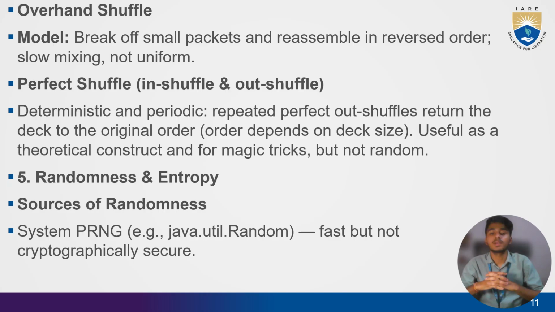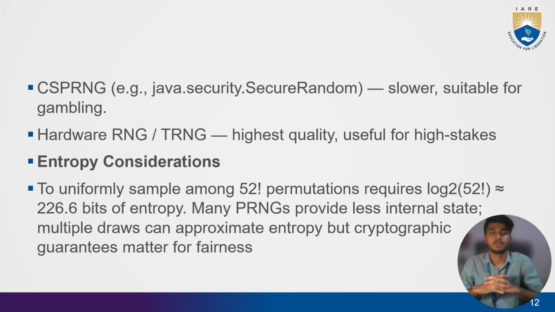Fifth, randomness and entropy. Sources of randomness. System PRNG, for example java.util.Random: fast but not cryptographically secure. CSPRNG, for example java.security.SecureRandom: slower but suitable for gambling. Hardware RNG or TRNG: highest quality, useful for high stakes.